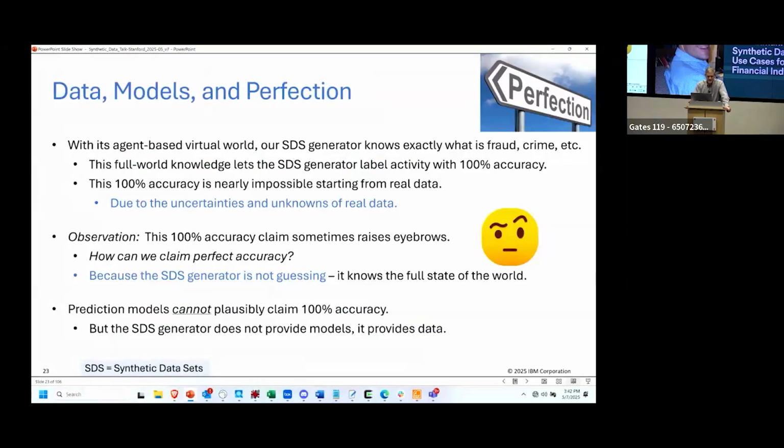That's, of course, very different than a model that's looking at this data or some other data and trying to infer all of these things. That, of course, is virtually impossible to get anywhere near 100% accuracy. So we're not claiming models with 100% accuracy. We're only claiming the data is properly labeled with 100% accuracy at the time. And of course, that's an important distinction.